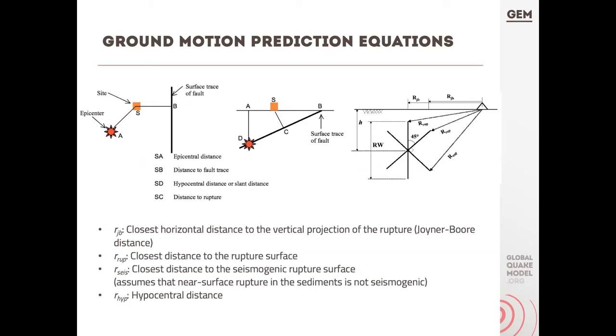Many of these GMPs use different measures of distance from the fault rupture to the site. Some of these distances could be the R rupt. It's the closest distance measured from the rupture surface to the site. The first one, RJB, is what's called the Joyner-Boore distance. It measures the closest horizontal distance from the site to the vertical projection of the rupture. So if you project that fault surface to the surface of the Earth, then you're measuring the closest horizontal distance from that projection to your site. So different GMPs use different measures of distance, and that can have an effect on the patterns of ground shaking that you see when you plot the outputs from these ground motion prediction equations.